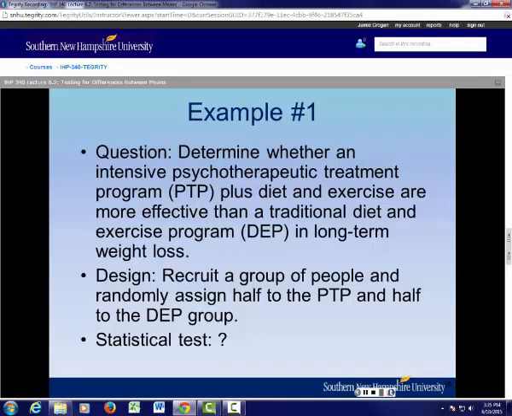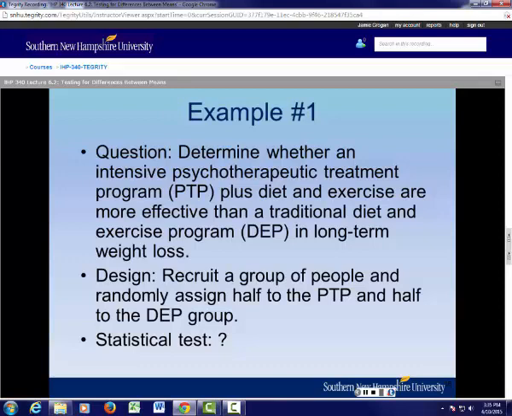So let's go through some examples. Let's take the scenario where we're going to look at the effectiveness of a couple of different weight loss programs. We want to determine whether a program that has intensive psychotherapy plus diet and exercise is any more effective than a traditional diet and exercise program for long-term weight loss.